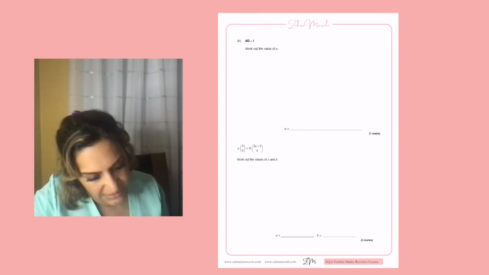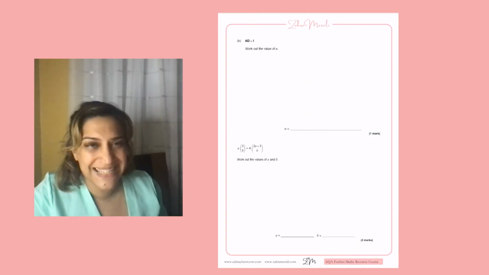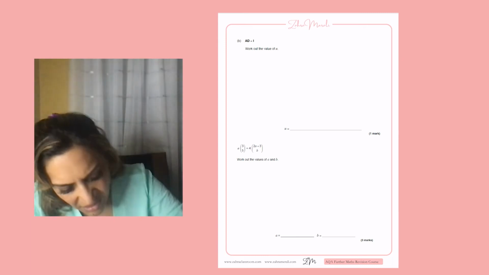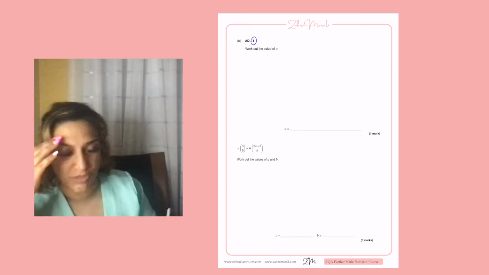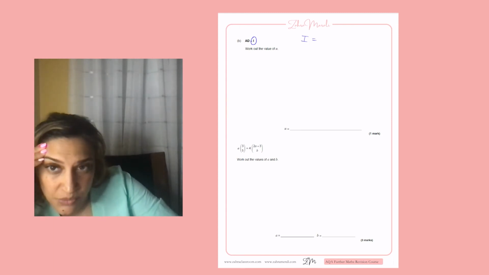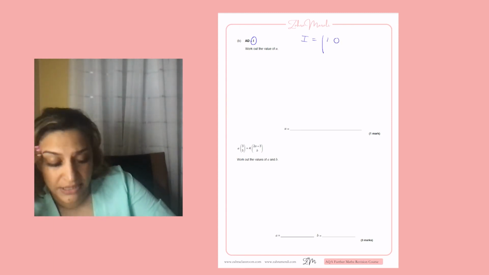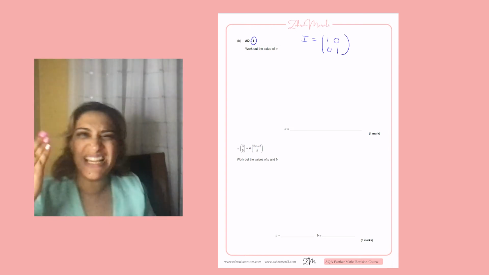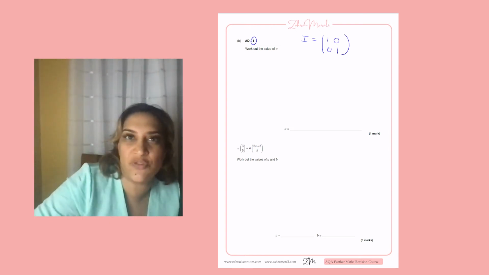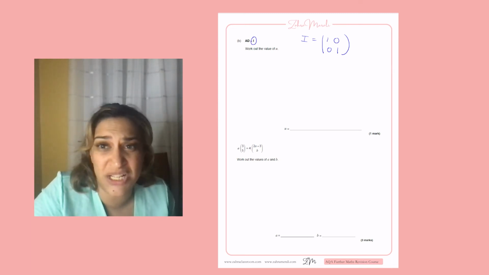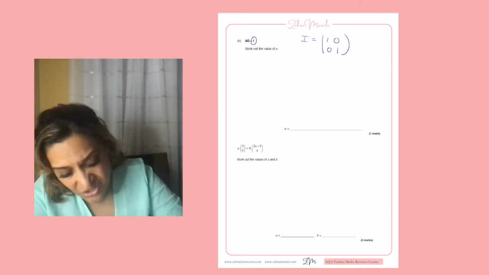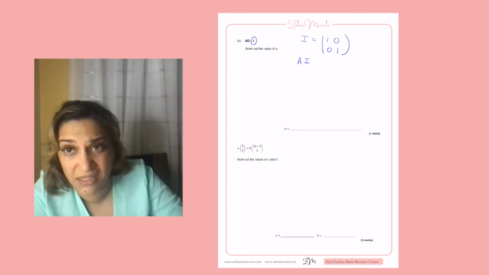Excuse my voice. And then we've got AD equals I. Now what does that I mean? That's your identity matrix. So I equals (1, 0; 0, 1). Essentially, it's like timesing by 1 for matrices. When you multiply by I, you just end up with the same thing. So if I have A multiplied by I, I'm going to end up with I multiplied by A, which is just A.